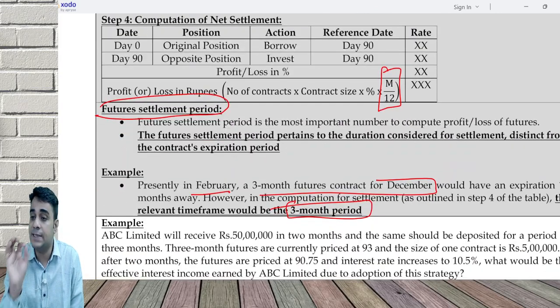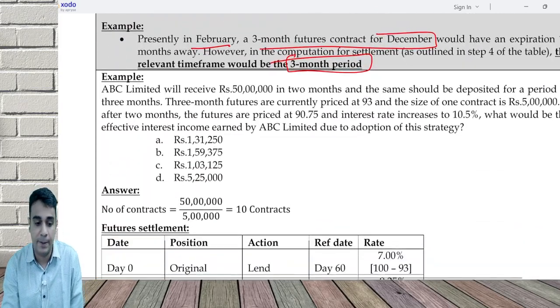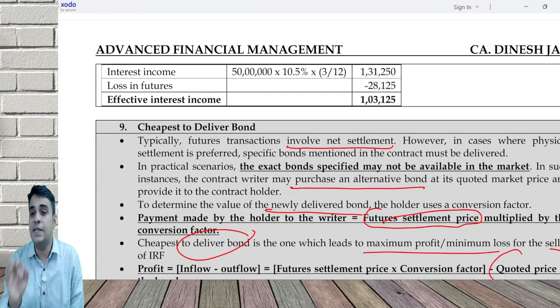Future settlement period is distinct from your contract expiration period. Then comes the cheapest to deliver bond. What is the cheapest to deliver bond? I don't want to deliver, but you are forcing me to deliver. I'll deliver by buying it, which is my quoted price.